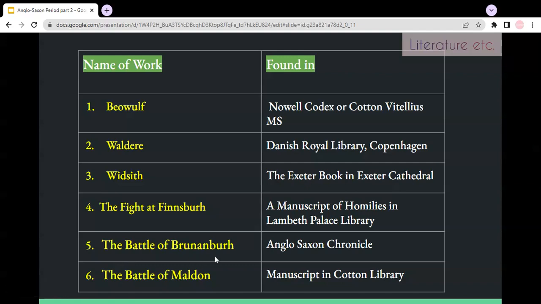The Battle of Brunanburh was found in the Anglo-Saxon Chronicle. The Battle of Maldon was found in a manuscript in the Cotton Library. It is kept in the Cotton Library. Okay, the names of libraries are the places where these poems are kept.